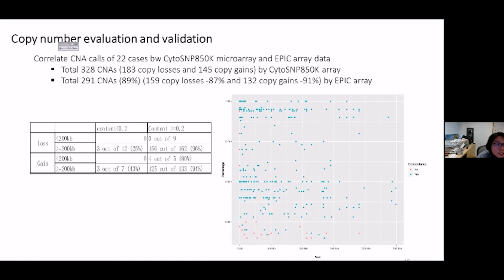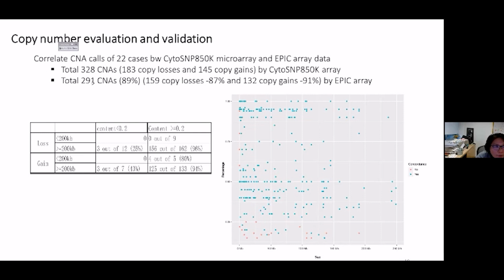There are a total of about 328 copy number changes by CytoScan array, including 183 copy losses and 145 copy gains. For the EPIC array, 291 copy number alterations were detected, including 159 copy losses and 132 copy gains. This plot shows the size of the copy number changes and the percent tumor content on the y-axis, and the blue dots.